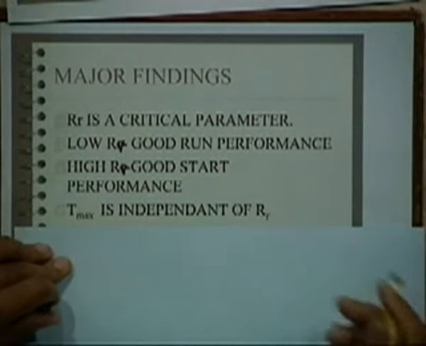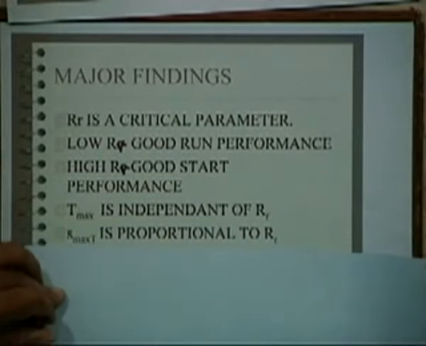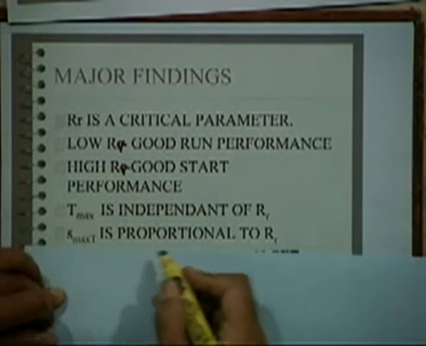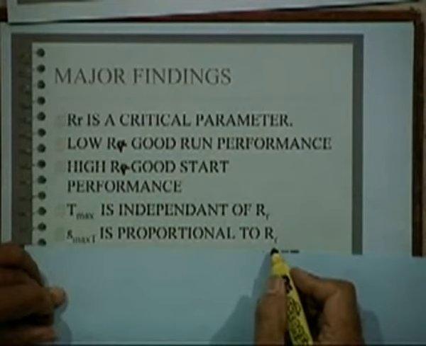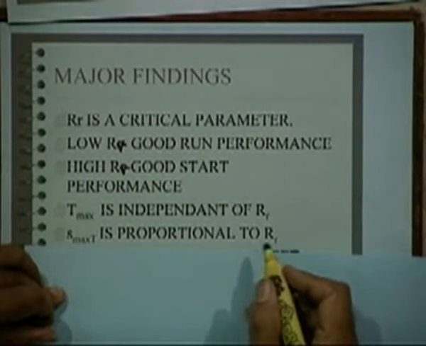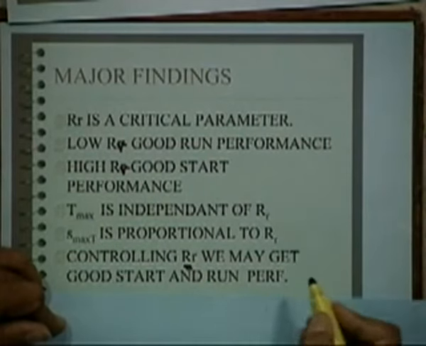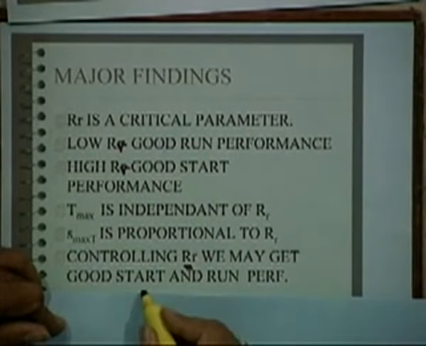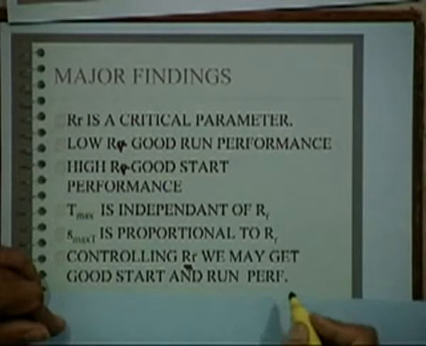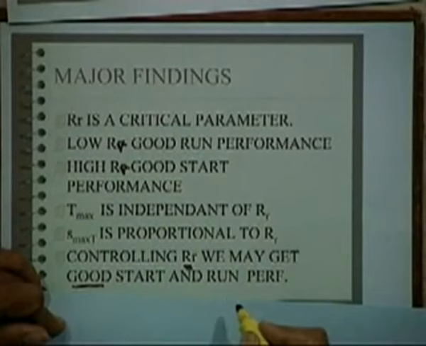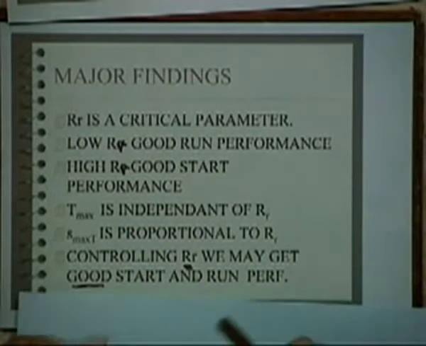We have maximum torque is independent of rotor resistance, and the slip at maximum torque is proportional to rotor resistance. So rotor resistance decides the slip at maximum torque, not the magnitude of maximum torque. Okay. So therefore, by controlling rotor resistance, we may get good starting and a good running performance. So these are the major findings that we have got.